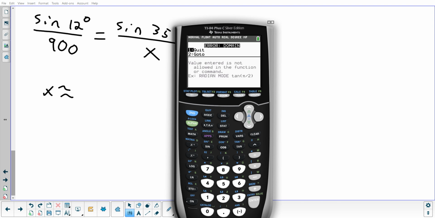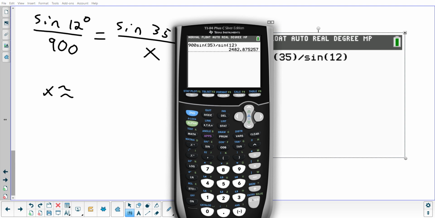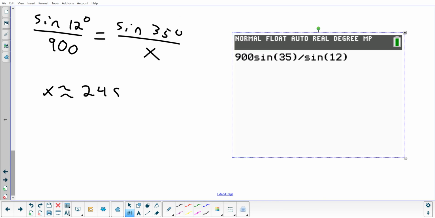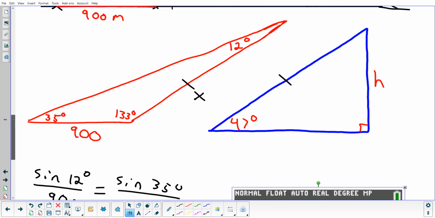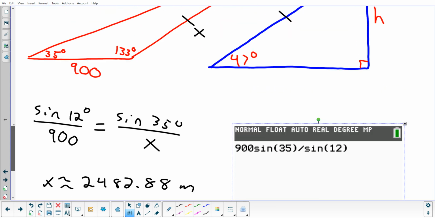So we're going to have, let's see, 900. Let's clear that. Oops, clear that. So 900, sine 35, and then you're going to divide by sine 12. Again, just be careful with your parentheses that you type it in just like that. All right, hit enter, and we get 2,482.88. Okay, so that's the length of that side in red, which we labeled as x, which is also the hypotenuse of the one in blue.